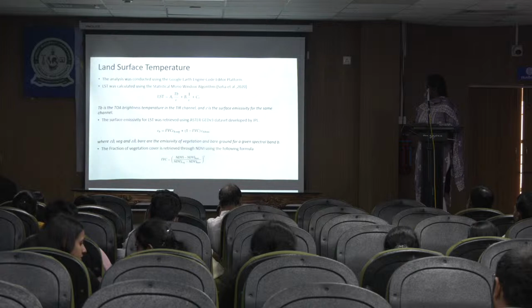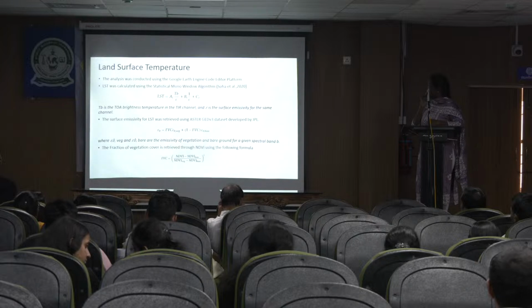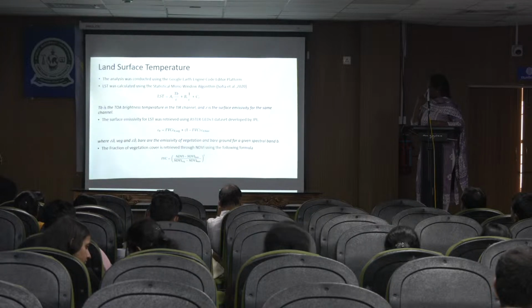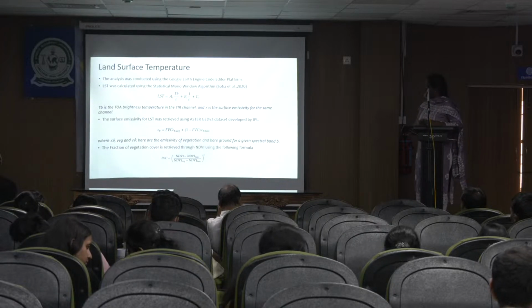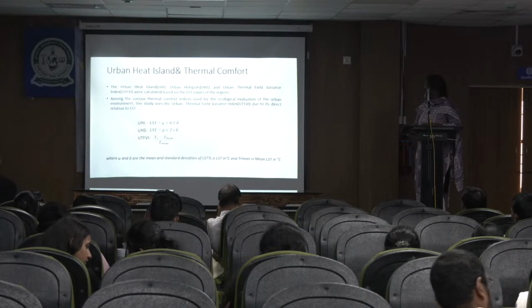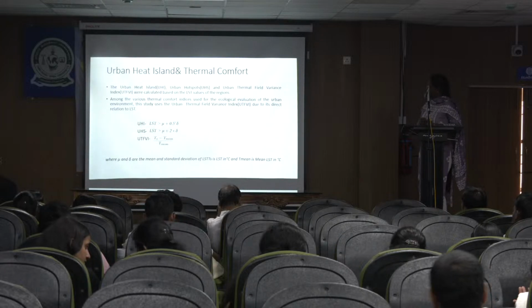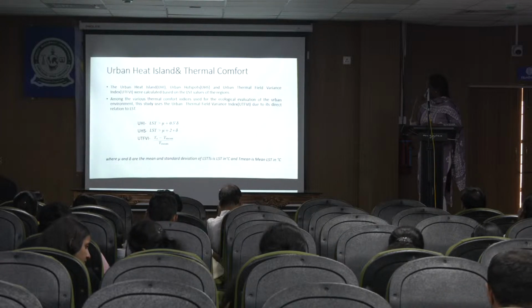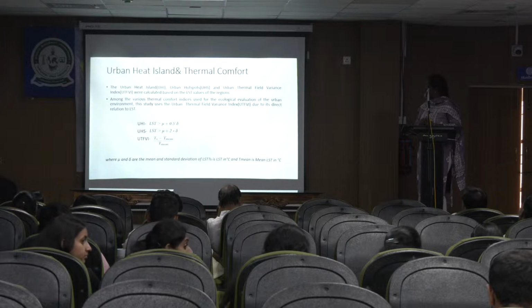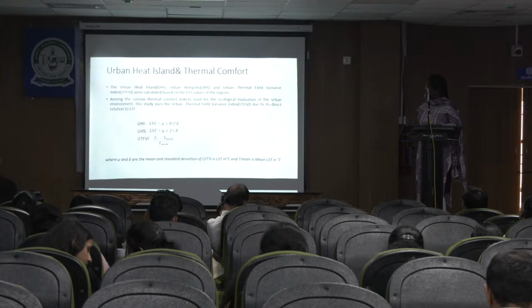Next. I have used the statistical mono-window algorithm for calculating the land surface temperature, which uses the fractional vegetation cover and emissivity of the Landsat imagery. This is my formula for the urban heat island. I have used the thermal comfort index called the urban thermal field variance index due to its direct relation to the land surface temperature.